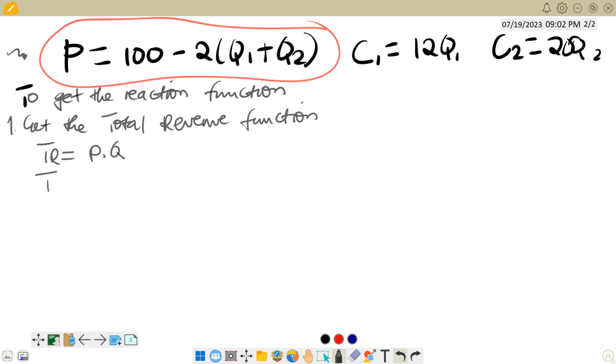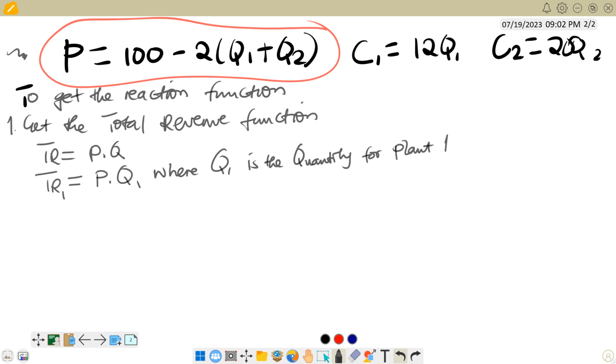So our total revenue for firm 1 will be equal to the price multiplied by Q1, where Q1 is the quantity for plant number 1. Remember, we don't have a monopolist in this case, but a Cournot oligopoly. So this should be for firm 1.